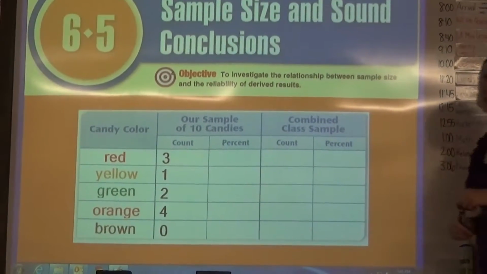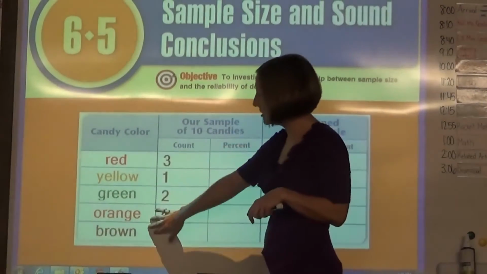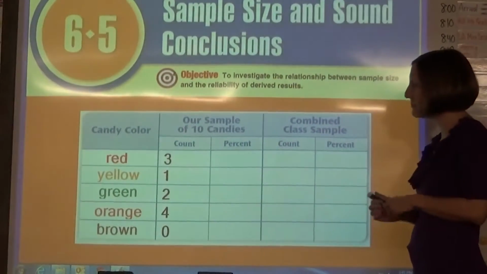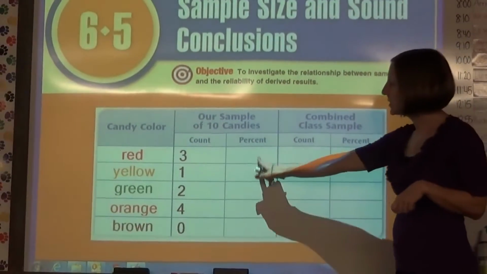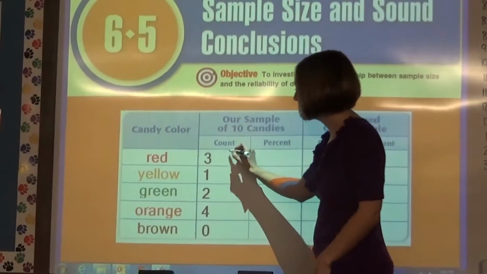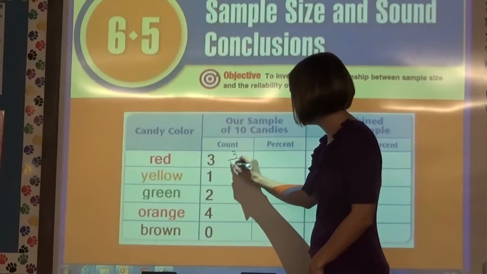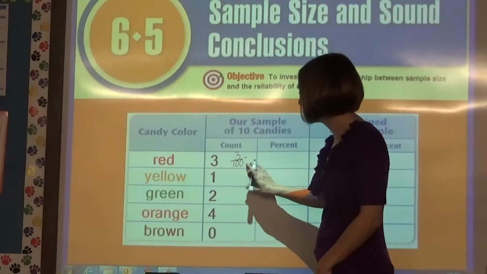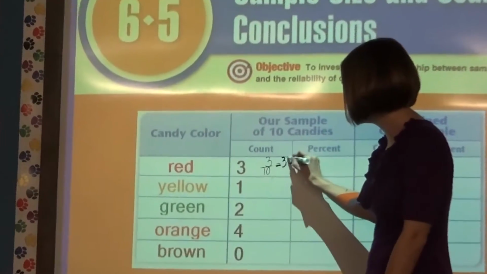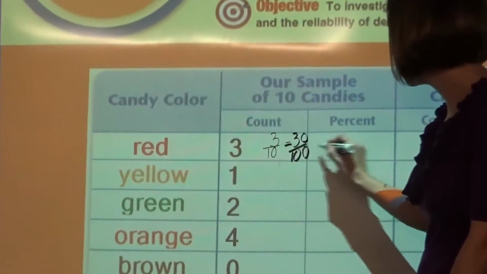But if I had my 10 pieces of candy, I would write down the candy color, and then I would write down how many of each color I had in my pile of candy. Now, we want to change this into a percent. So I know that this is out of 10. So 3 out of 10 as a percent is the same as 30 out of 100. And I know that that's 30%.